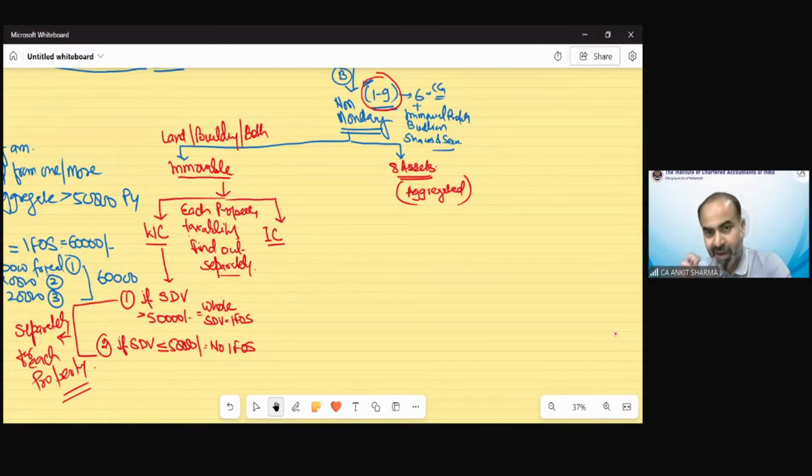Now suppose one property's stamp duty value is exceeding 50,000. One stamp duty value is 60,000, and the other 2 properties' value is 40,000 each. Now total I have received 60 plus 40 plus 40, 140. How much will be my income from other source? Only 60,000 will be treated as my income from other source because in case of immovable property, you have to find it separately. It's as simple as that. Stamp duty value will be given in the question.